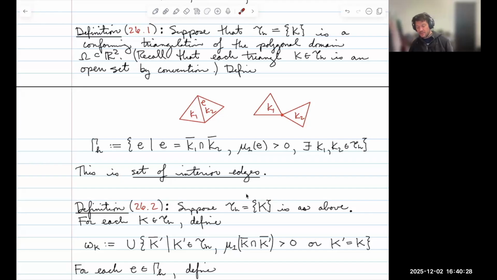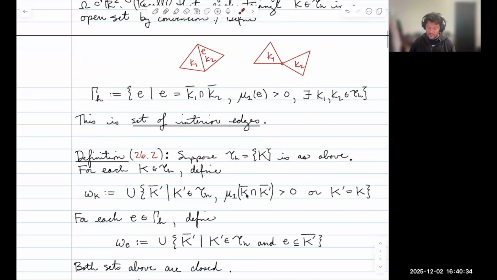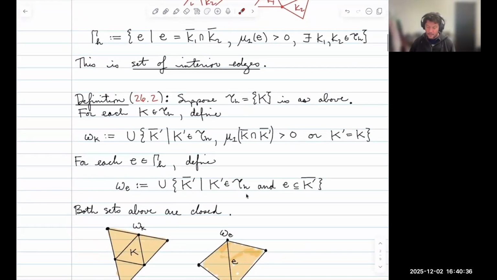There are other ways you can include the boundary edges if you want them, but for now we don't need to worry about them. So this is the set of all interior edges. Suppose that we have a triangulation as above. For every k in that triangulation, we're going to define the omega k set.